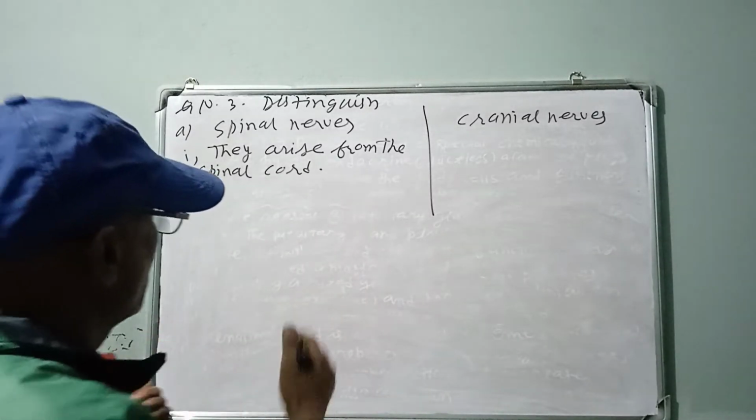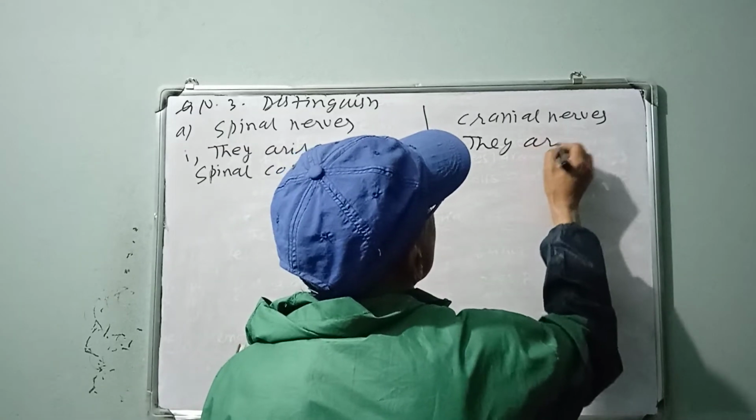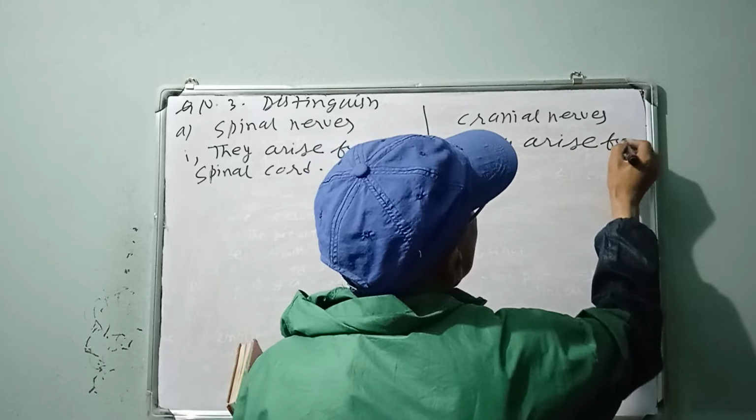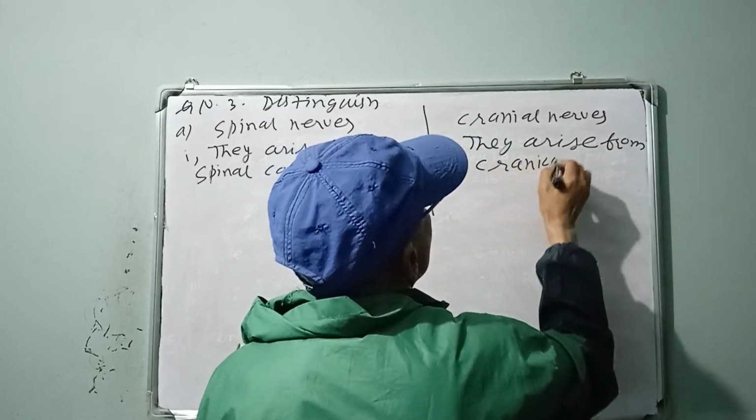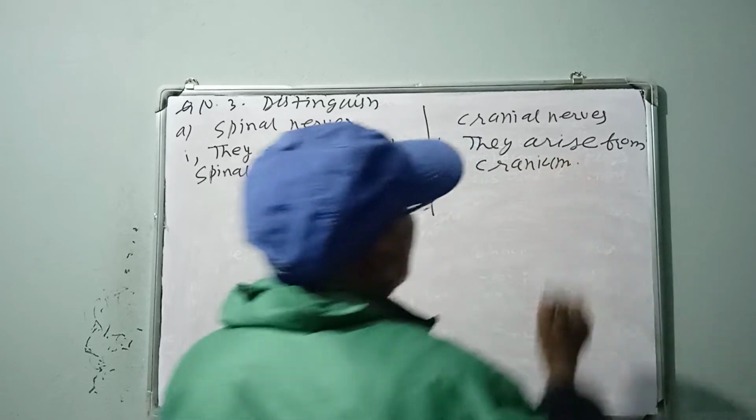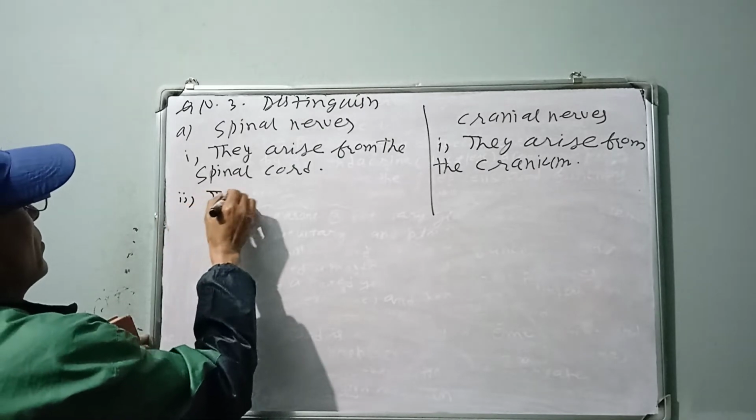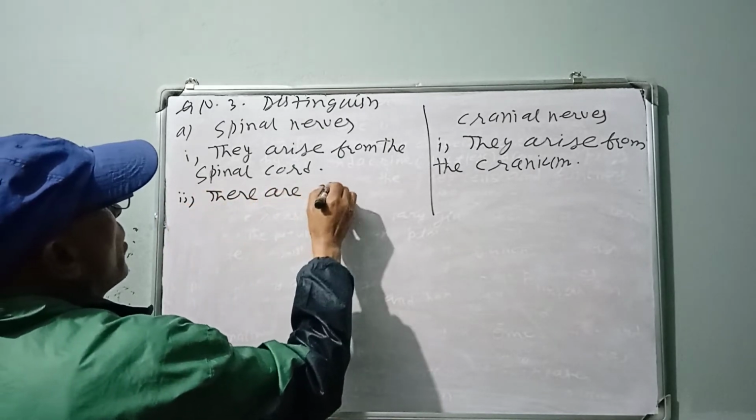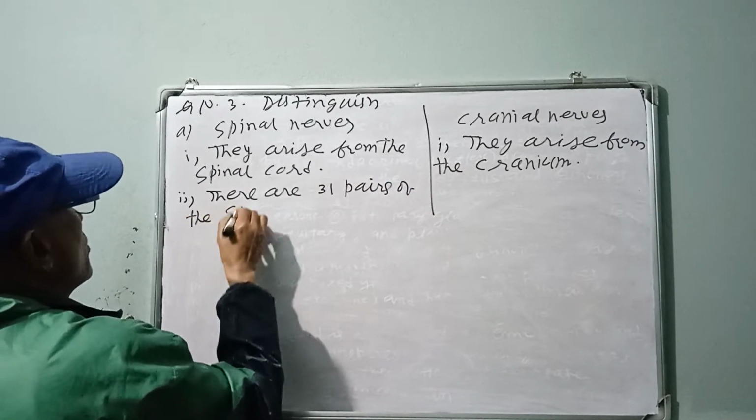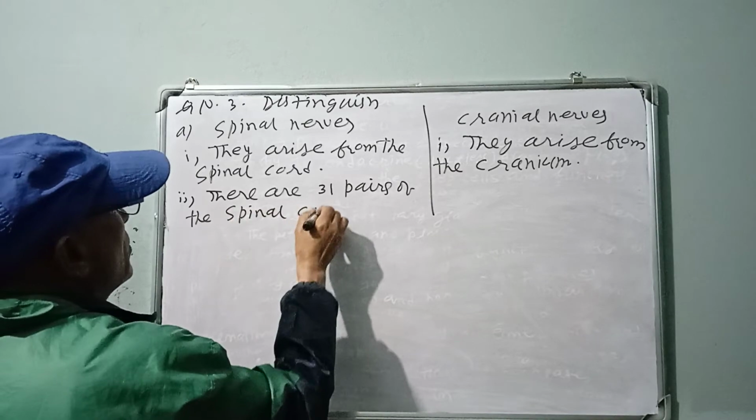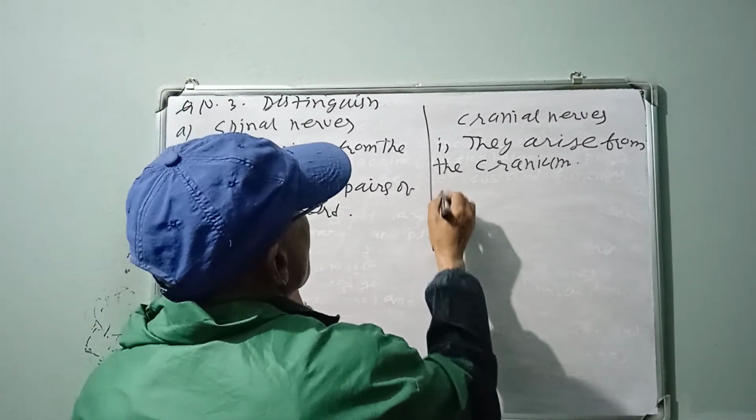Spinal cord ले कस्तो काम गर्छ त्यही अनुसार. Cranial nerves arise from the cranium. Cranium is copper, heart. There are 31 pairs of the spinal cord. 31 pairs हुन्छ अर्थात् 31 to the 62 पैँसठीवटा हुन्छ.